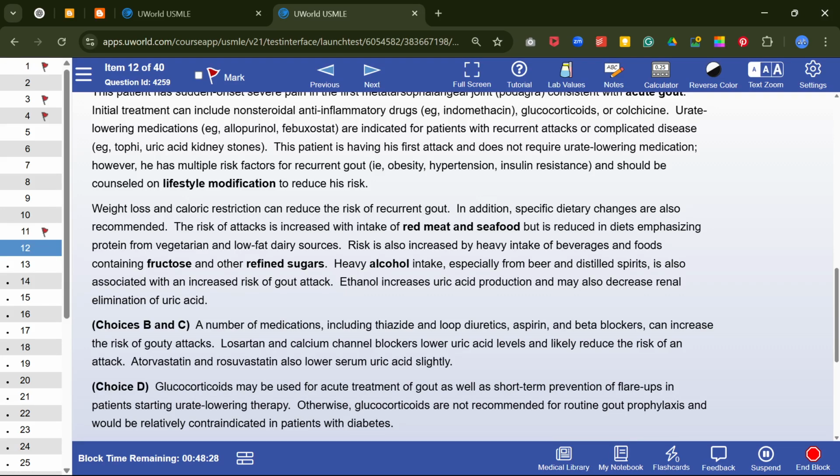Risk is increased with heavy intake of beverages and foods containing fructose and other refined sugars. Heavy alcohol intake, especially from beer or distilled spirits, is associated with increased risk of gout. Ethanol increases uric acid production and may also decrease renal elimination of uric acid. Okay.